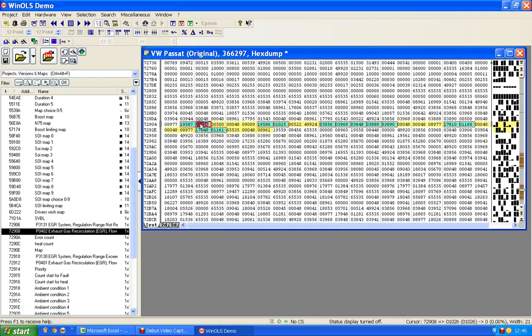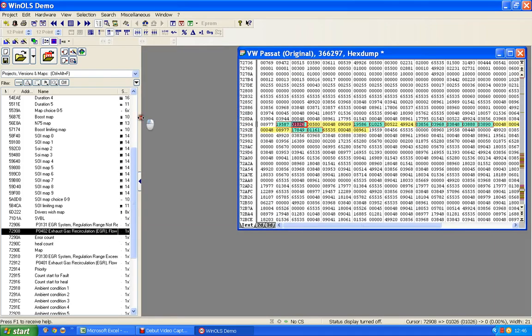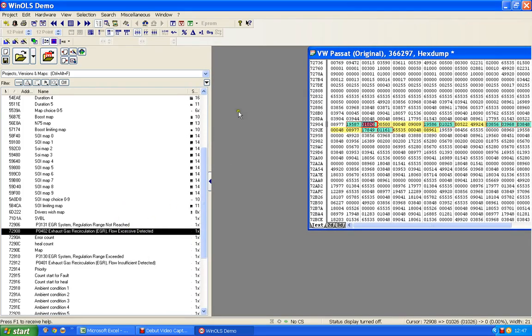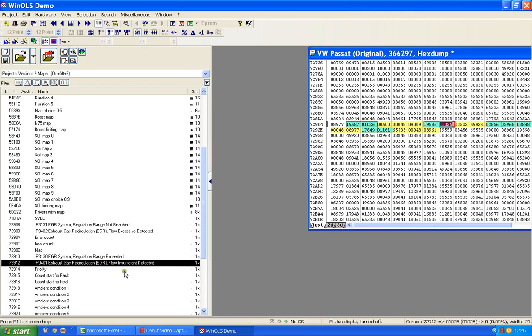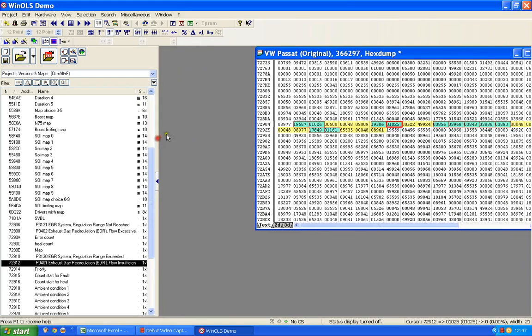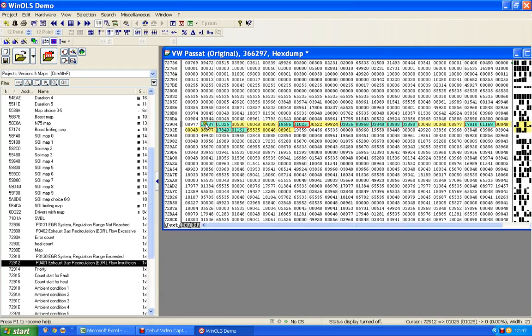So if we look at this one here, which seems to be in pair with it, we have got EGR flow rate, and if I just drag that over so that we can see a bit more of it, that one says excess detected, and if I go and look at this one over here, it says insufficient detected. So we've got two more EGR error codes. So we've got 1, 2, 3, 4.